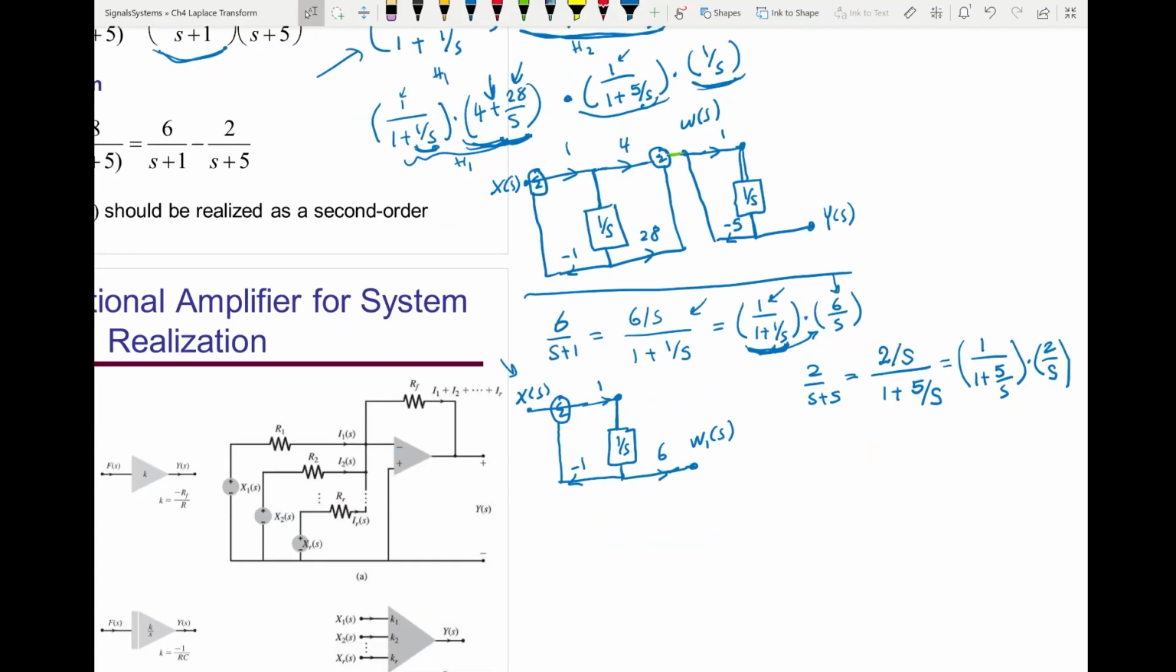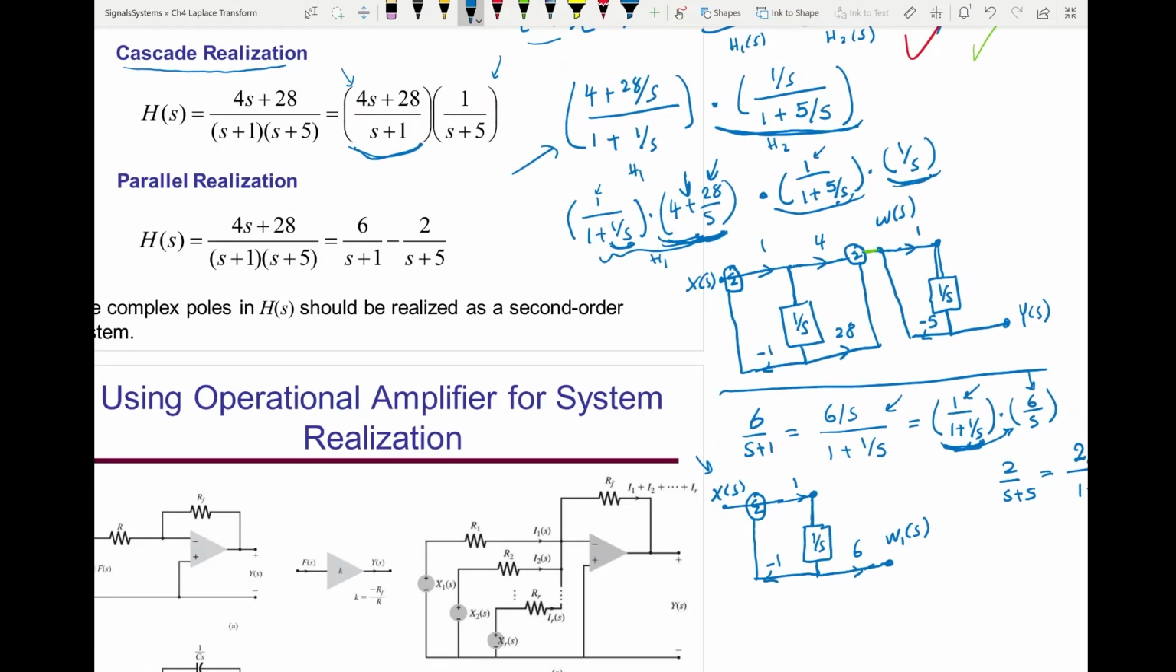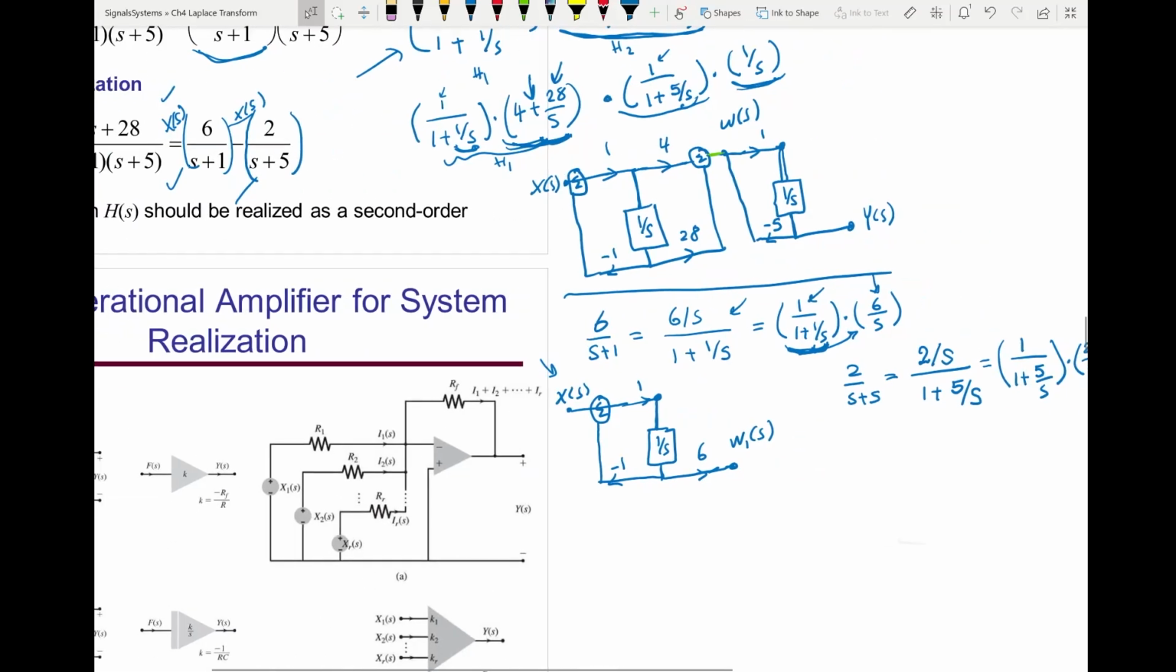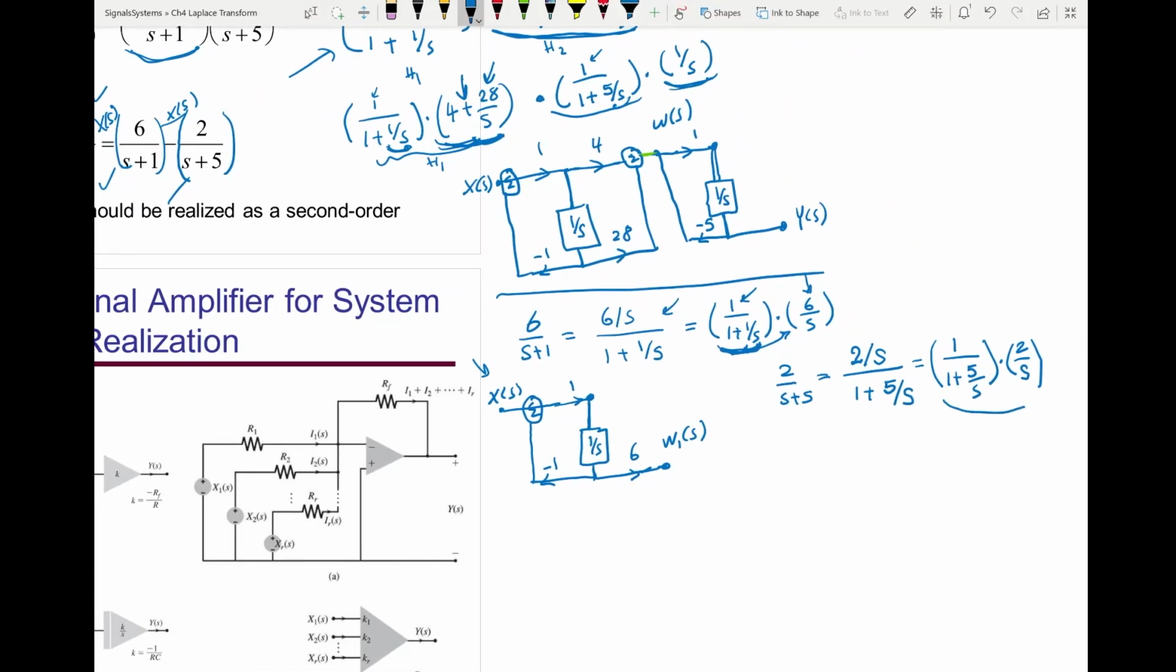Now if I build this system, see here, if I express these as y of s over x of s, and then I multiply x of s times here, and x of s will be also multiplied by here. So x of s is an input to this, and you get w1 of s, which is this. X of s also go to this system, and you get another output. So let's draw the block diagram for this subsystem here, which is this one.